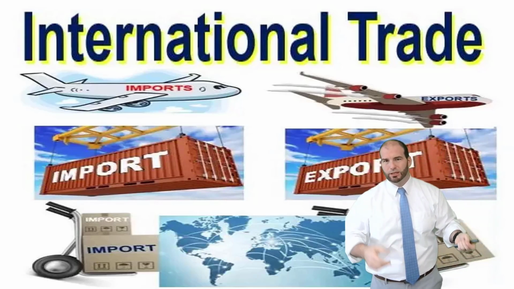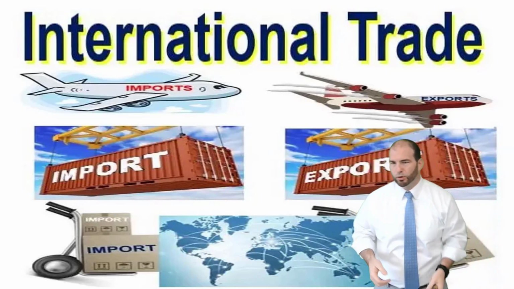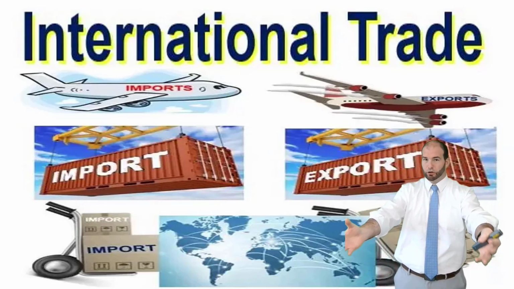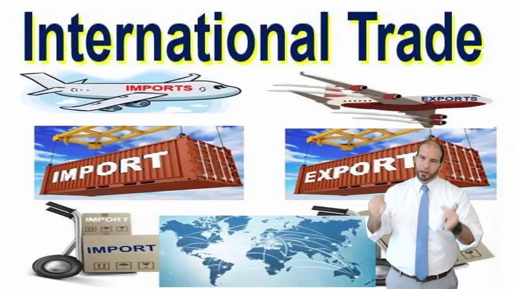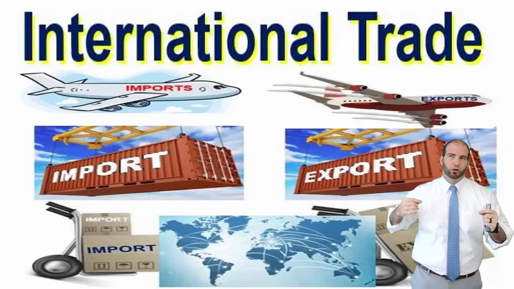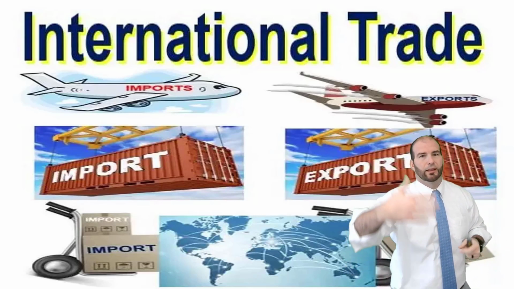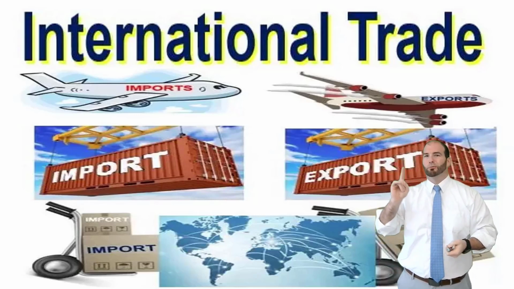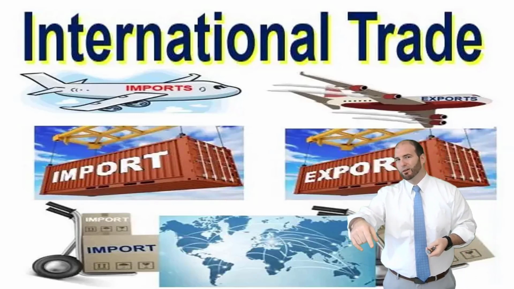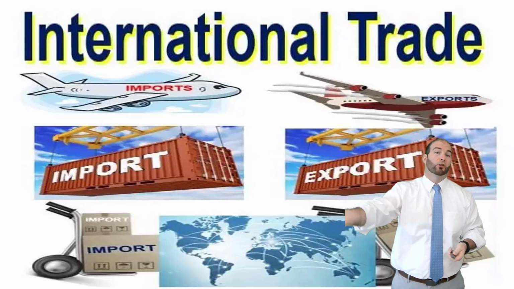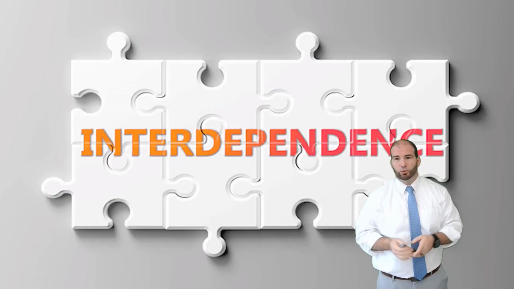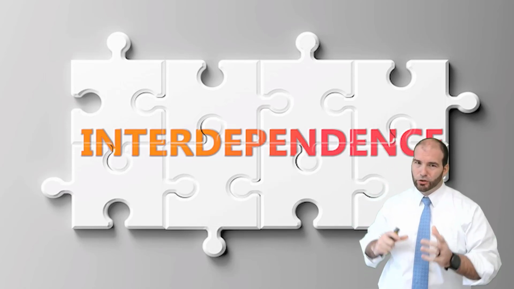You have imports and exports. Imports are stuff that you're bringing into the country, all right? You're buying from other countries. Export is stuff that you are selling to other countries and that they're buying from you, all right? So when you bring imports in, you're paying other countries, and then when you're exporting stuff, other countries are paying you for products that you have. So what this leads to is interdependence.